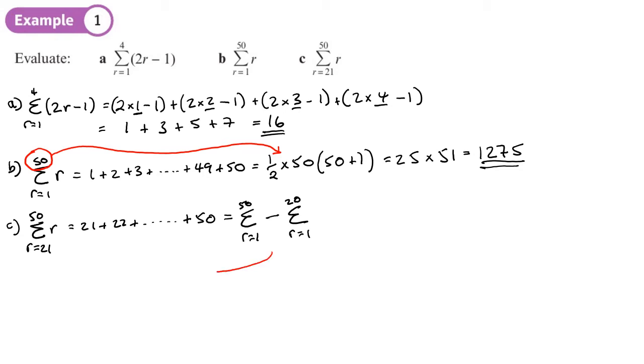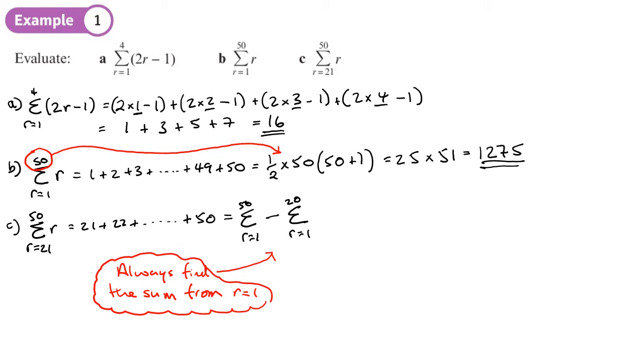So always find the sum from r equals 1. Really important. Always find the sum from r equals 1. And then we can use that to work out the sum from any number.